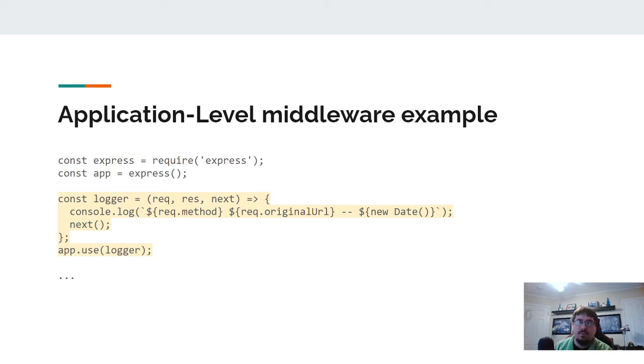So your middleware can be really simple. Oftentimes they're a bit more complicated than this, but that's the gist of it. It's just a function that does some stuff and then calls next. So the way I install this at the application level is I just say app.use and I pass in the logger function. That's it.